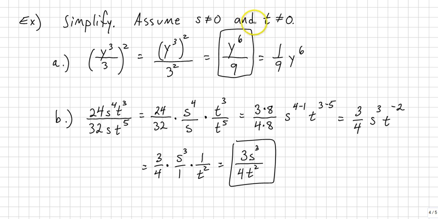Keep in mind, s and t can't be 0, because then you would have division by 0. So if s was 0, the whole denominator would end up being 0, and you can't have division by 0. Same thing with t. If t was 0, the whole denominator would be 0. Can't have that.